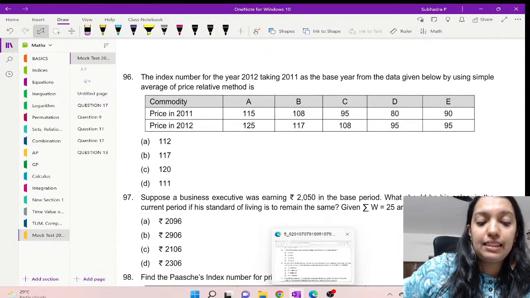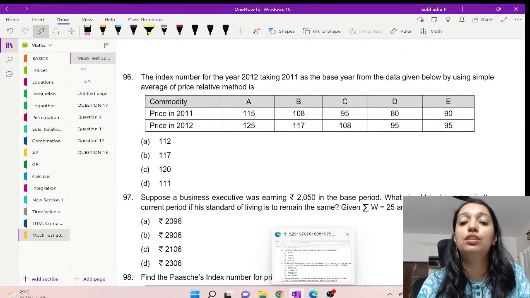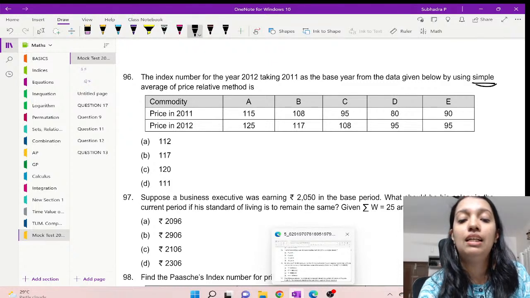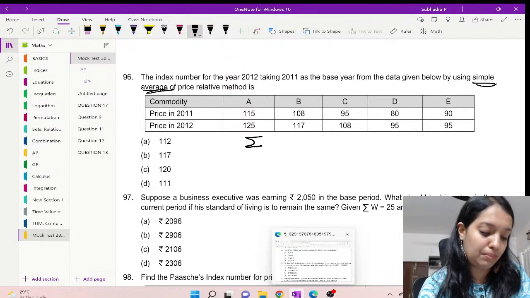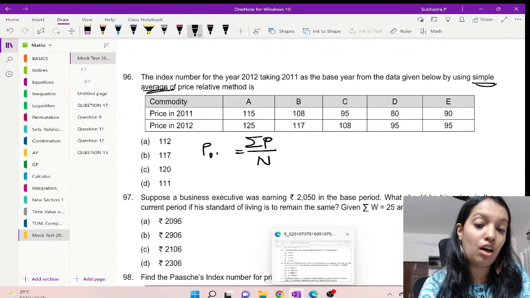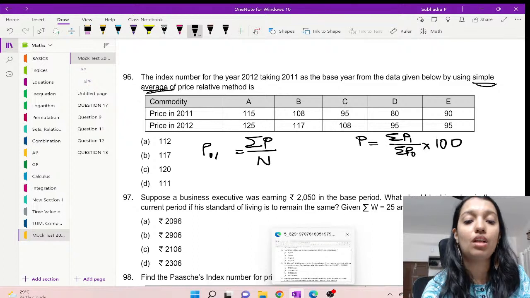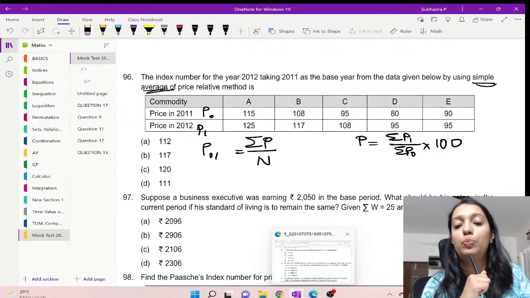Next, the index number. We are in the last chapter, index number. Index number for the year 2012, taking 2011 as the base year, from the data by using simple average of price relative. Simple average means summation p divided by n. This is simple average. How do you get p value? It is summation p1 divided by summation p0 into 100. This is p0, this is p. Base is p0, 2012 is p1.